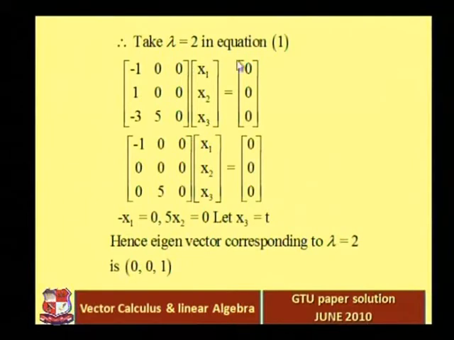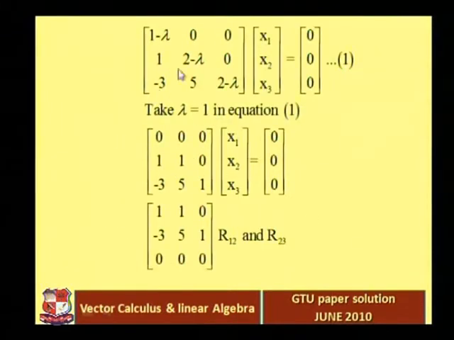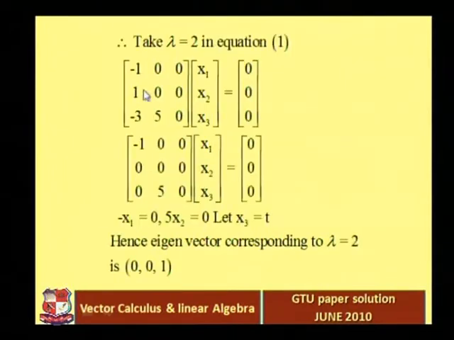Now take lambda equal to 2 in equation 1. This is our matrix: minus 1 0 0, 1 0 0, minus 3 5 0, times x1, x2, x3, equal to 0 0 0. Convert this matrix into row echelon form. We multiply the first row with 1 and add it to the second row, you will get 0 0 0. We multiply the first row with minus 3 and add it to the third row, you will get 0 5 0. From this matrix you get the equations minus x1 is 0 and 5 x2 is 0.